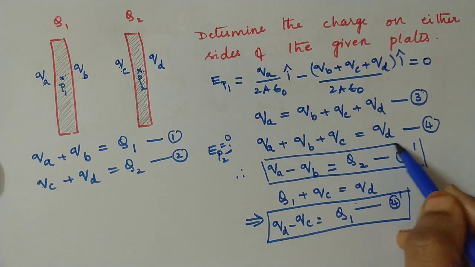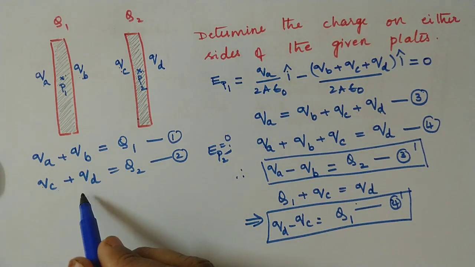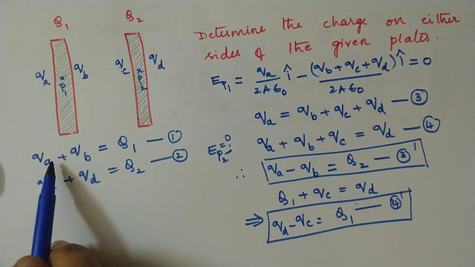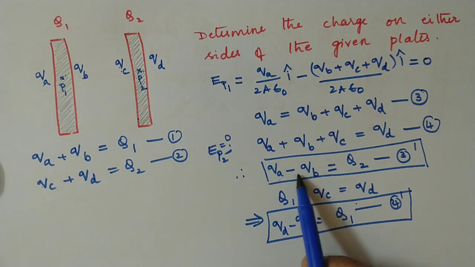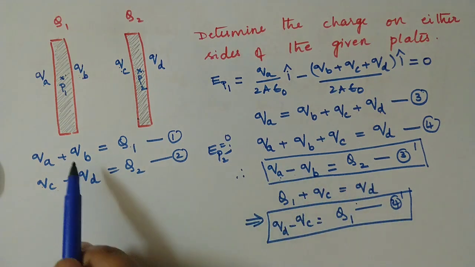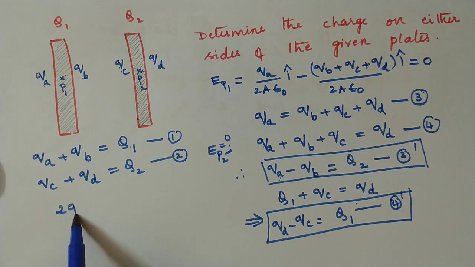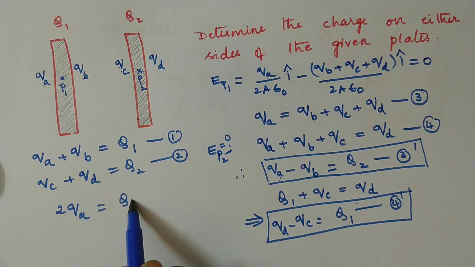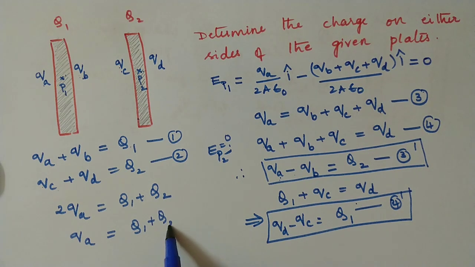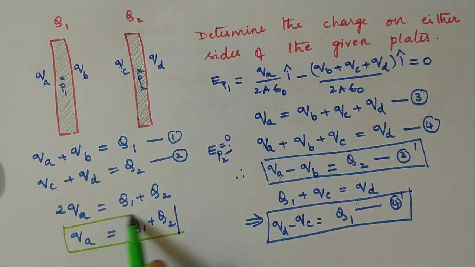See, now we have got 4 relations in terms of A, B, C and D. This is your third relation, first and second. Now solve 1 and 3 dash. If I add 1 and 3 dash, QA plus QB is Q1, QA minus QB is Q2. So when you add the two relations, we get 2QA is equal to Q1 plus Q2, or QA becomes (Q1 plus Q2) by 2. See, we have got the first result, QA as (Q1 plus Q2) by 2.